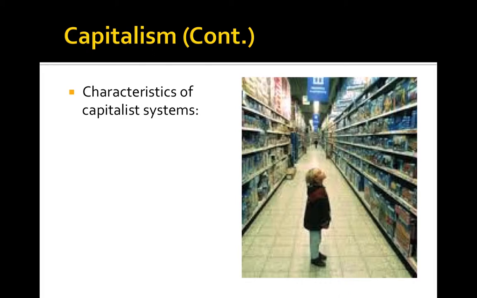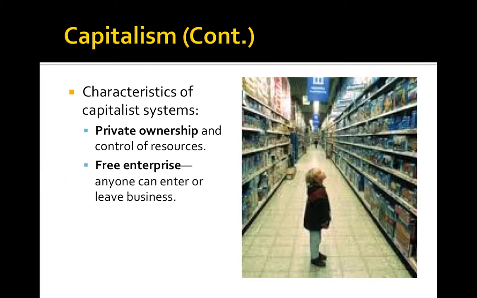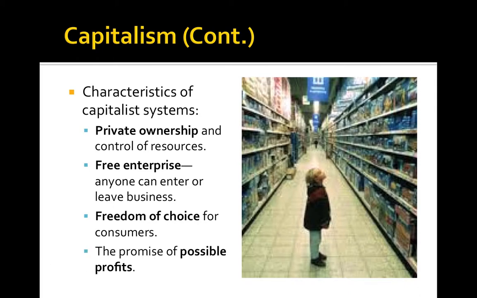Characteristics of a capitalist system: private ownership and control of resources. Free enterprise, anyone can enter or leave business at any time. Freedom of choice for consumers. And the promise of possible profits. Profits drive people to become business people and start their own companies. The promise of profits.